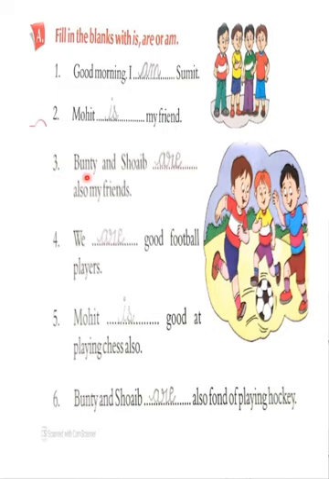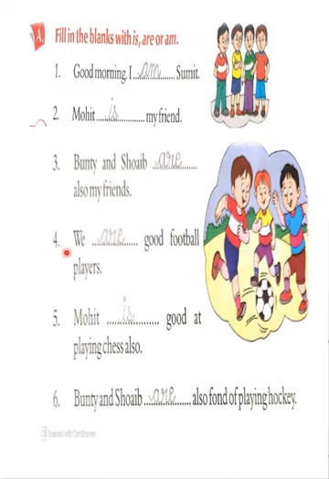Third, Bunty and Shoaib dash also my friends. Students, here two special names are given, not one. If one name would be given, at that time we will be using is. As here two names are given, Bunty and Shoaib, it means they are making it plural. So when two names are given, we are going to use are with that, because now these are plural.